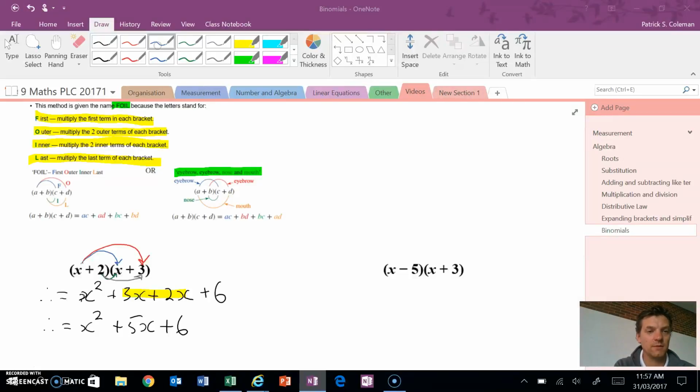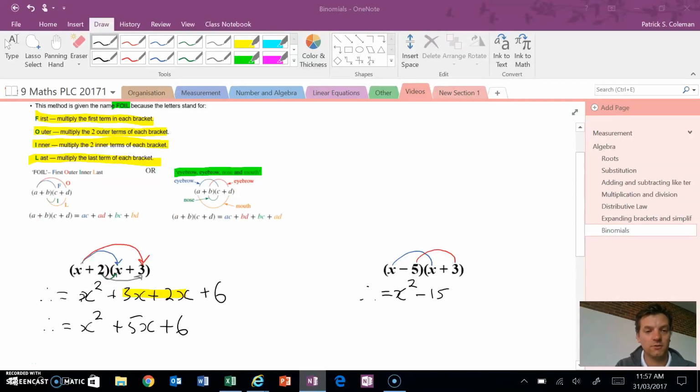So we're going to do the same thing. We're going to take the first eyebrow. So we go eyebrow, which is going from x to x. So x times x equals x squared. Now we're going to draw the other eyebrow. So that's going from our inside term of the first bracket to the outside term of the second bracket. So we can see now we've got two eyebrows. We've got -5 times 3, so that's -15.